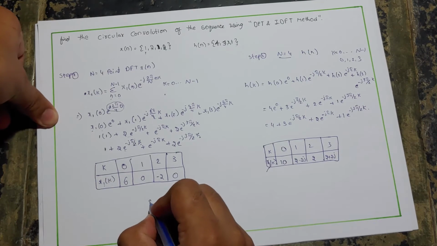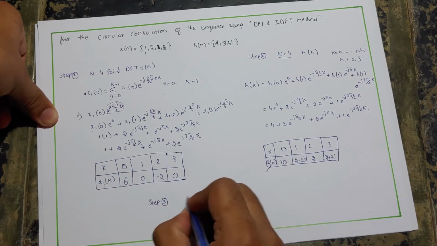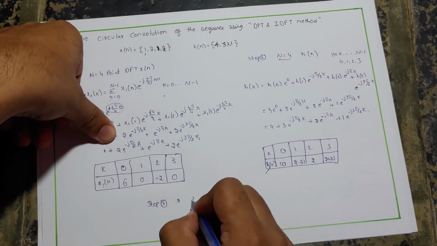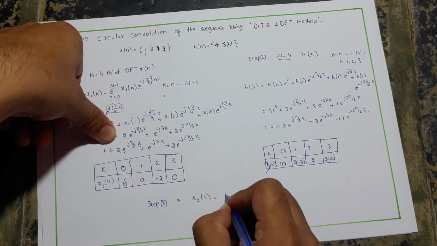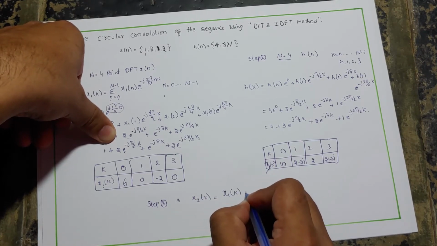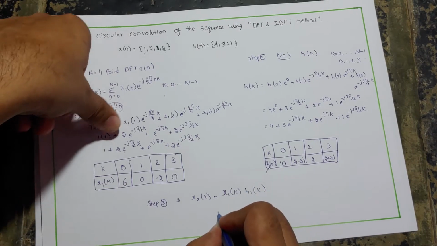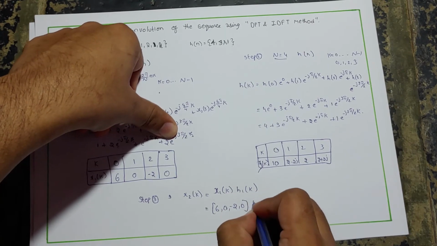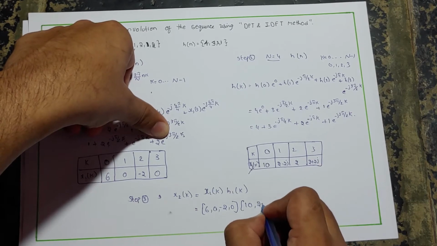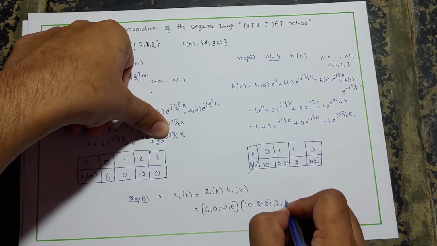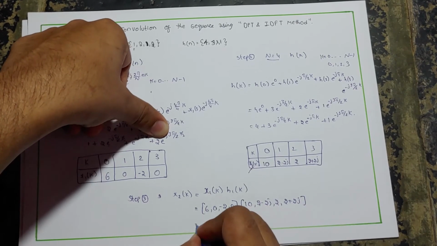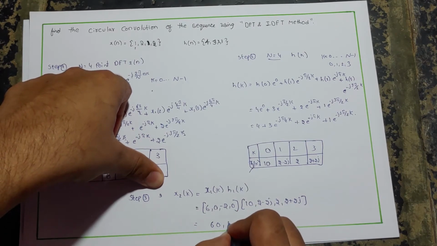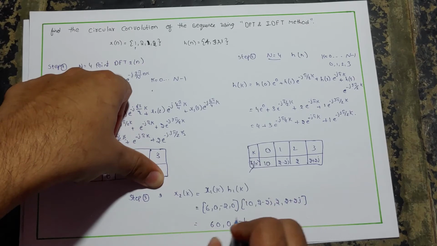Now in step 3, we have to multiply both x1 of k into h1 of k to result in x2 of k, which is x1 of k multiplied with h1 of k, that is 6, 0, minus 2 and 0 multiplied with 10, 2 minus 2j, 2, 2 plus 2j, which results in 60, 0, minus 4 and 0.